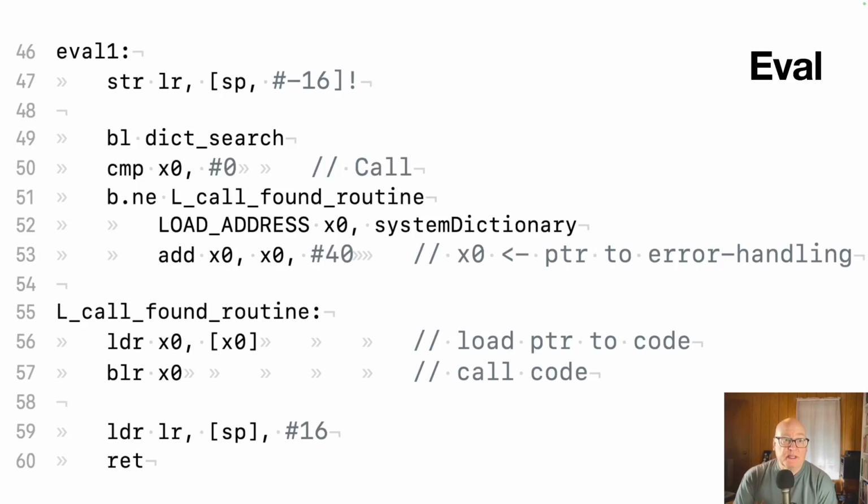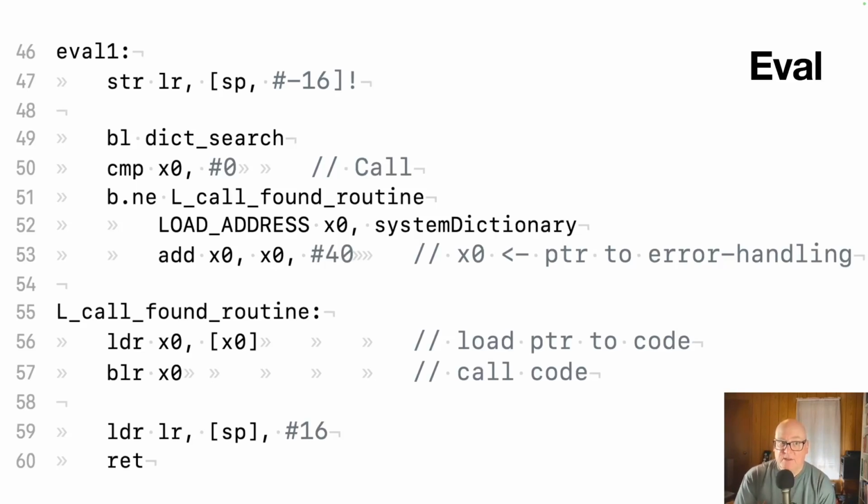And what we're going to do is take the argument in X0. That's going to be a word that presumably is going to be in our dictionary. So we'll do a dictionary search. And if a 0 comes back, we're going to execute 52 and 53, which load an address from the system dictionary. 53 adds 40 to it to move it forward to the first entry in the dictionary, which is always an error handling routine. And so we'll set up X0 to point to that.